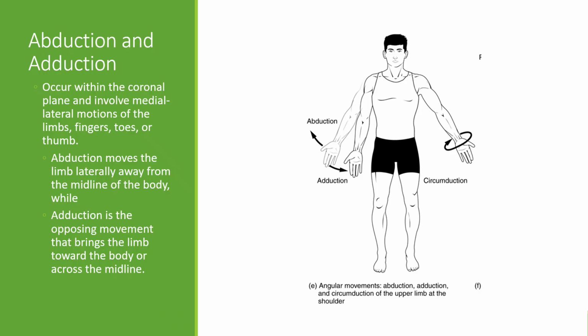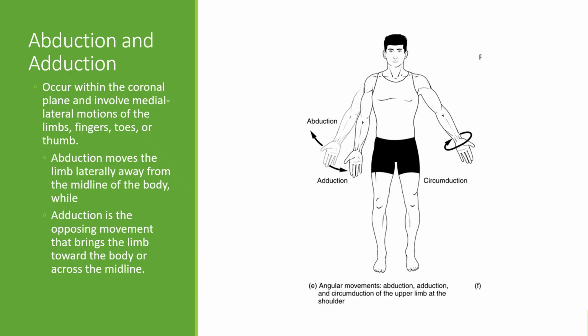Abduction and adduction. These are 2 words you've got to look at real close. So ABD and ADD. Okay, ABD and ADD. These occur within the coronal plane and involve medial and lateral movement of the limbs, fingers, toes, thumb, that sort of thing. Abduction moves away from the midline. You're abducting, you're moving away. Adduction adds towards the midline.